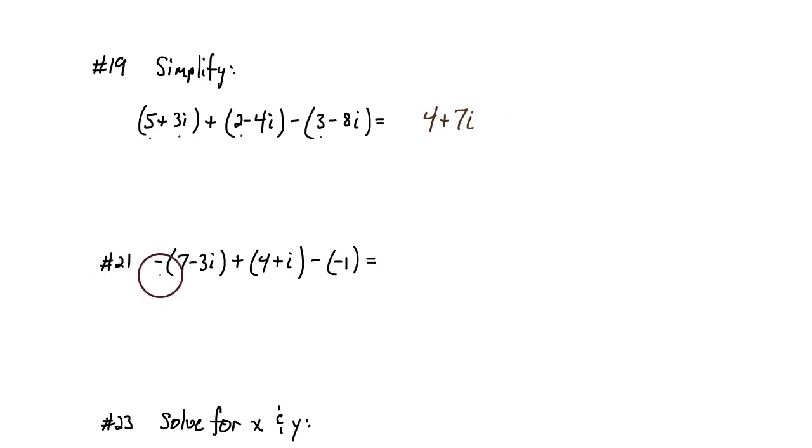Number 21, we have -7 plus 4, that's -3, and then plus 1, that makes -2. Now we have the negative of -3i, so that's 3i, and then add i, that's 4i, and so there's a 4i.